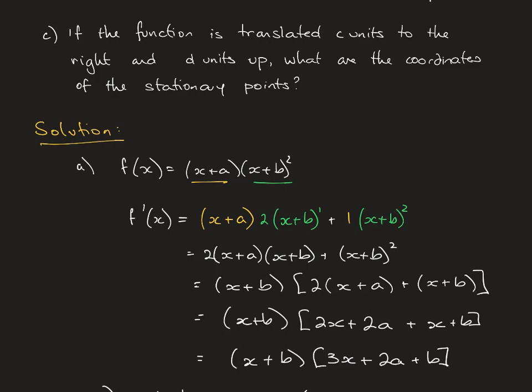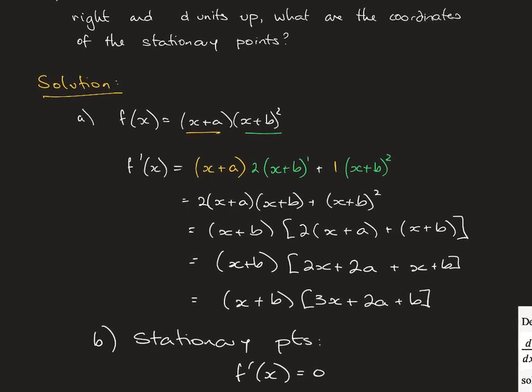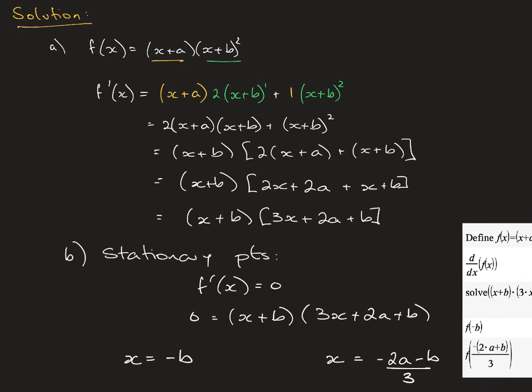Okay, part B, we needed to find the stationary points. Now, for the stationary points, we need the derivative to be equal to 0. So we let our function equal to 0 and we solve from there. That doesn't get us our full stationary points. That gets us our x values where the stationary point occurs. So to find the actual coordinates of the stationary points, we need to substitute this value back into the original function up here. And the same with this one, it needs to be substituted in.